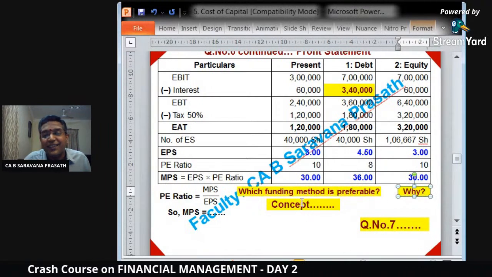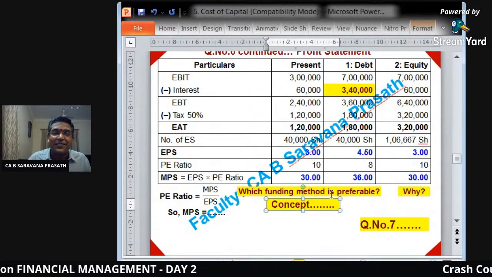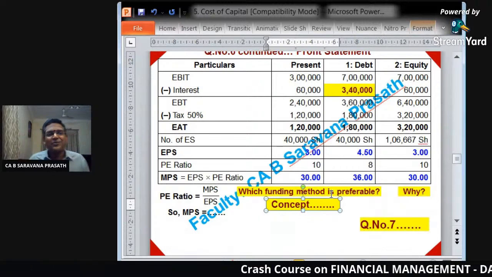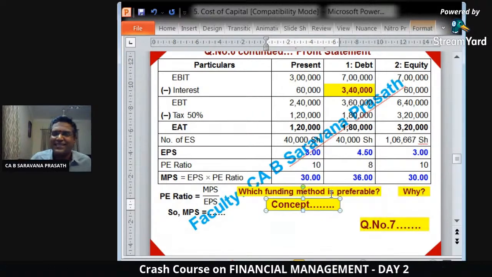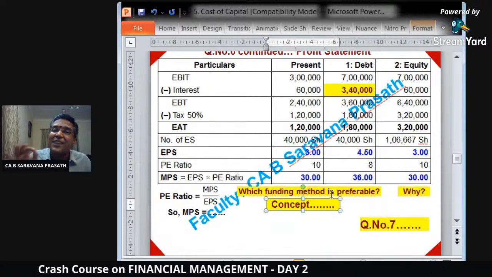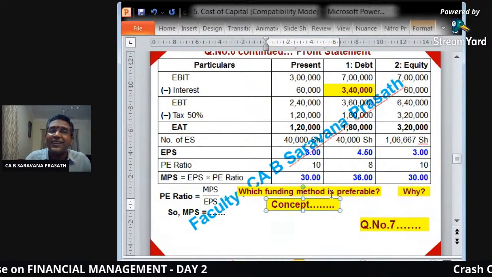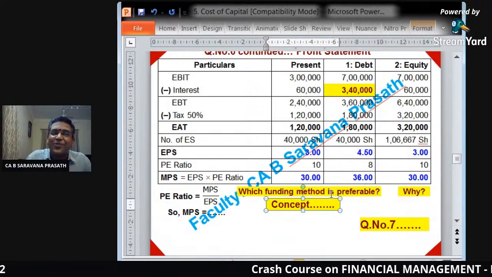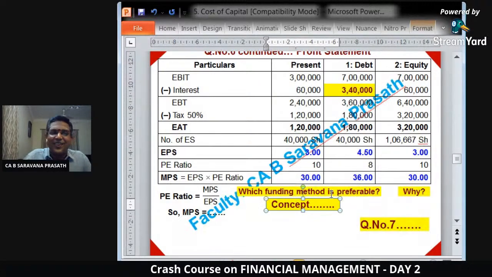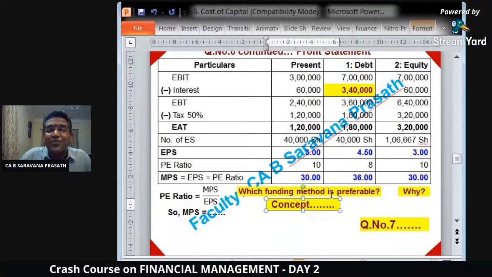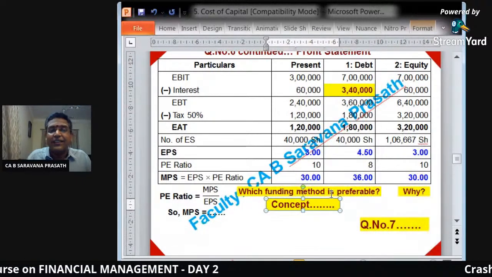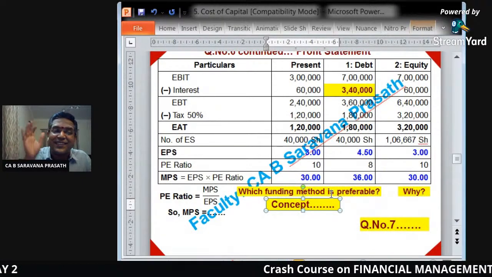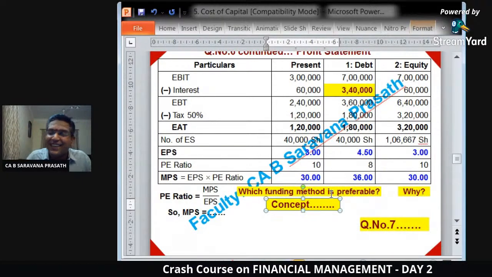Now, what is this concept called? This concept of maximizing EPS. We are trying to increase the EPS now. So, this concept of maximizing EPS is called trading on equity. This concept is called trading on equity, also called gearing effect, also called leverage effect. It will work only when ROCE is greater than the interest rate.